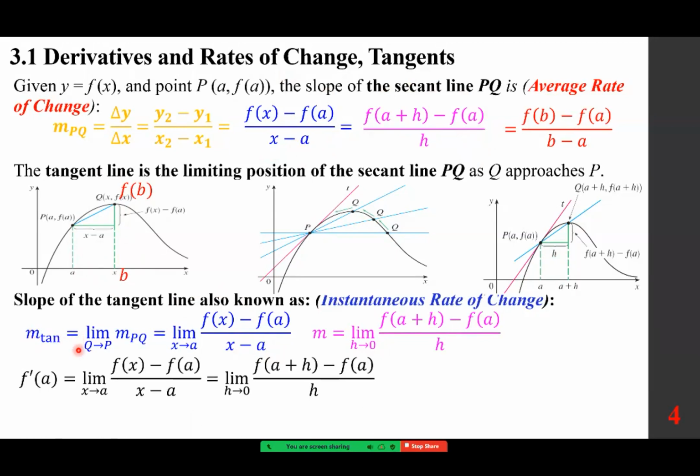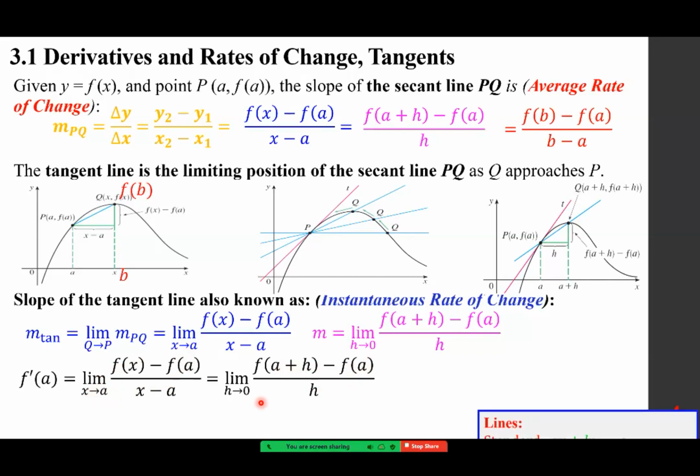So M of a tangent line, also known as f prime at point a, we use either this formula or this formula: the limit of f of x minus f of a over x minus a as x approaches a, or the limit of f of a plus h minus f of a over h as h approaches 0.